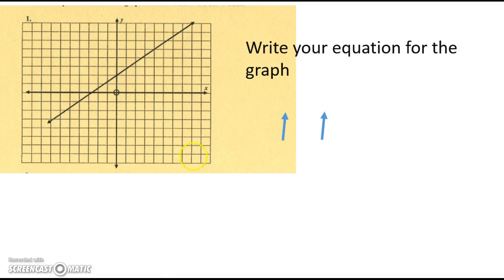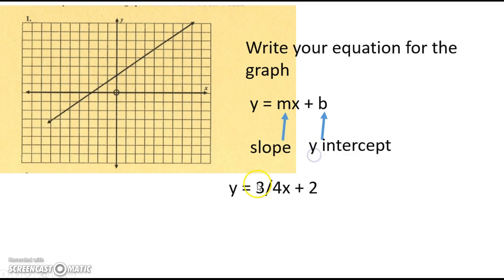Now, you're going to write your equation for the graph. Same graph, number 1, y equals mx plus b. Now, m is the slope. We just found the slope. B is the y-intercept. We found the y-intercept. Our slope was 3/4. Remember, we went up 3 over 4. And our y-intercept was 2 because right there, that's where our line crosses the y-axis. So our slope-intercept form equation that needs to be written on your paper is y equals 3/4 x plus 2.